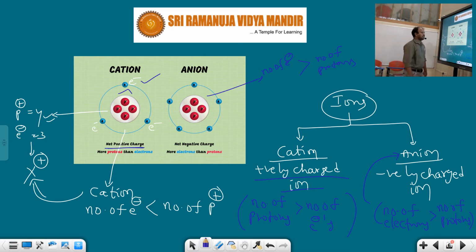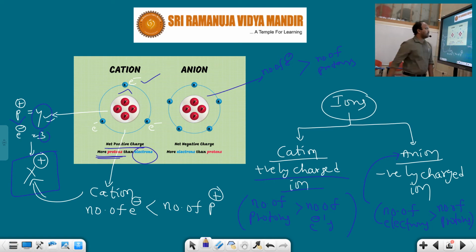The net charge is positive, because here protons are more compared with which one? Electrons. So observe that here protons are 4 and electrons are 3. Which number is more? The proton number is more. That's why it will form a cation, or positively charged ion.